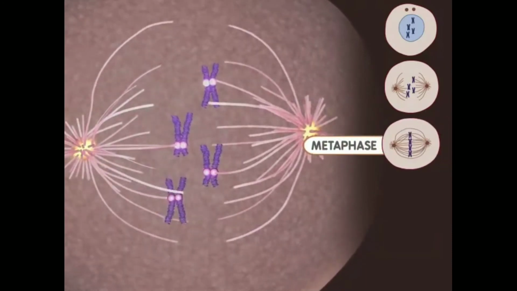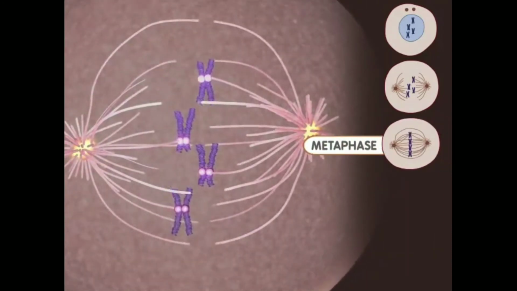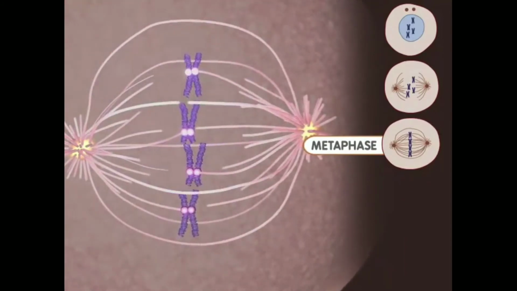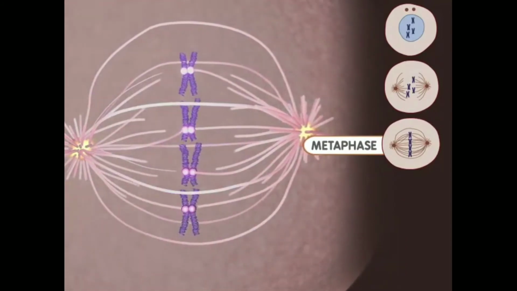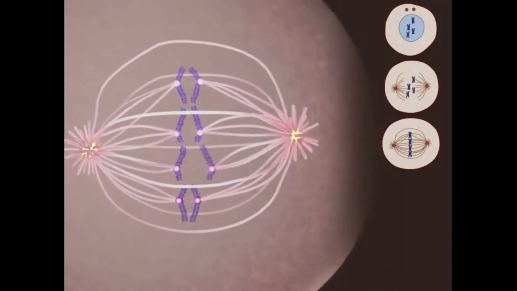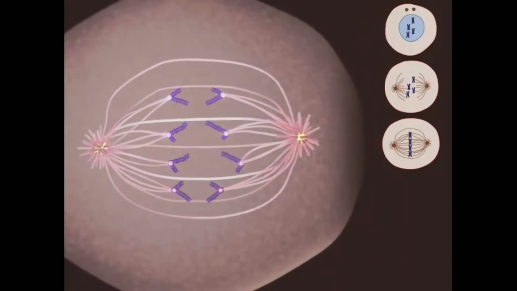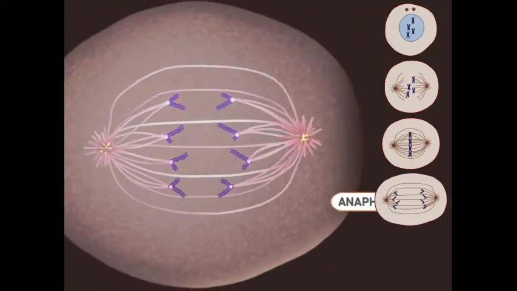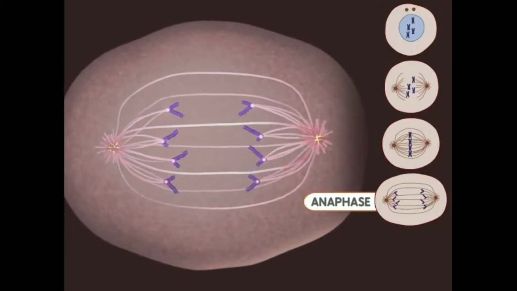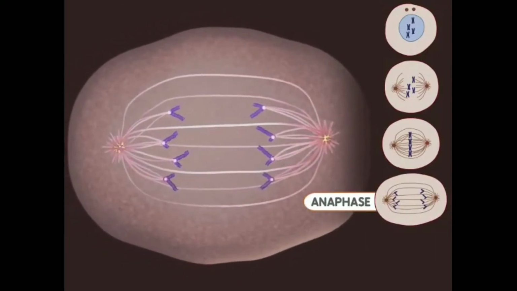Metaphase. Meta meaning mid. So chromosomes align in the center, or align in the equator. So the metaphase plate is formed. Anaphase. Chromatids separate from the centromere. So sister chromatids travel toward each pole.